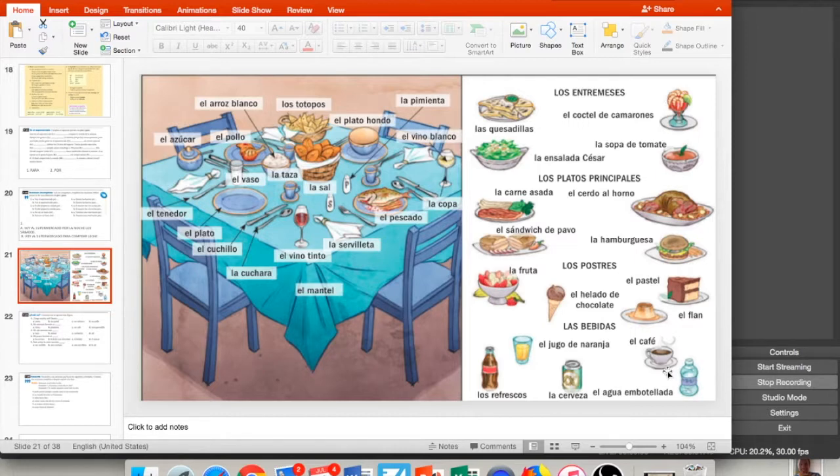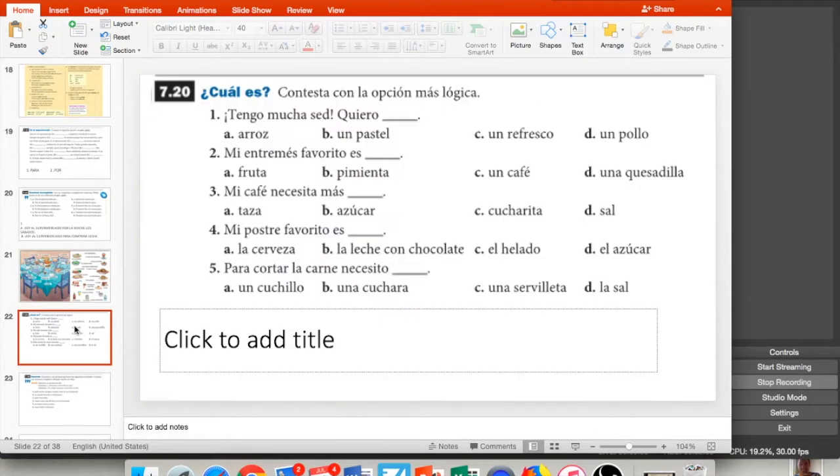You also might hear a botella de agua, bottle of water. But agua embotellada is the phrase that your book uses. You can have a cerveza, a beer. El jugo de naranja, orange juice. Or some refrescos, soft drinks. So, again, you can spend time on your own reflecting on those and studying with those, but I wanted to go ahead and bring those to your attention.